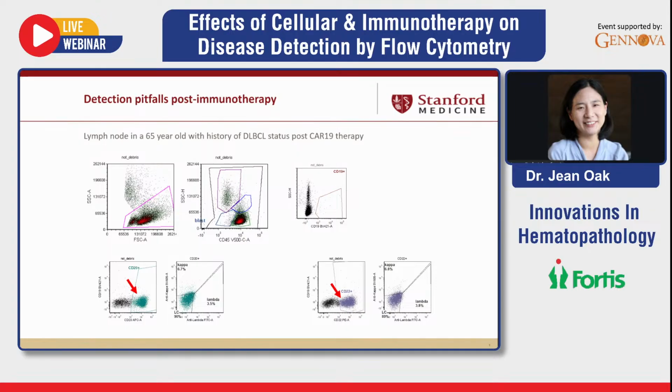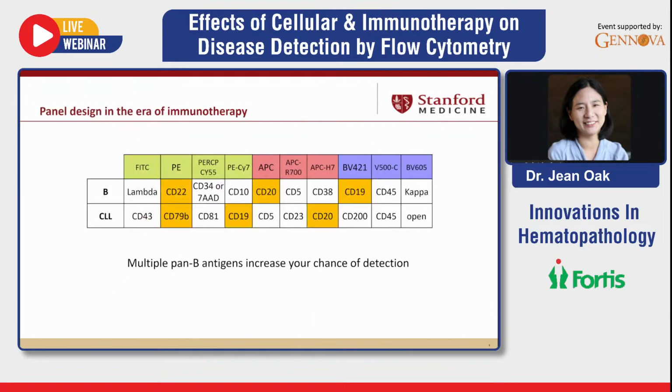And unfortunately, this lymphoma actually turned out to be negative for light chains, which meant that if you had a tube that didn't include 20 and 22 and just had 19 and kappa and lambda light chain, you're running the risk of not detecting this population. So to avoid missing things, it is now crucial for your panels to have more than one pan B cell antigen to detect the malignant cells.